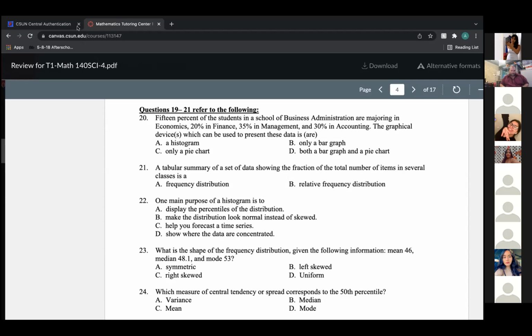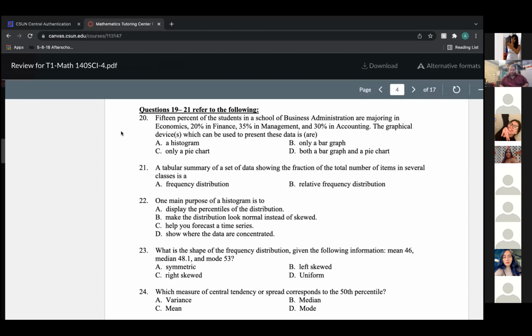I would have to go with A on that one. Show where the data are concentrated. It's not a time series. That's certainly out. Make the distribution look normal instead of skewed? Well, you can't make it look anything. If it's skewed, it's skewed. If it's normal, it's normal. Display the percentiles? No. The percentiles is done from a box plot, not a histogram. So the only one that makes sense is show where the data are concentrated.